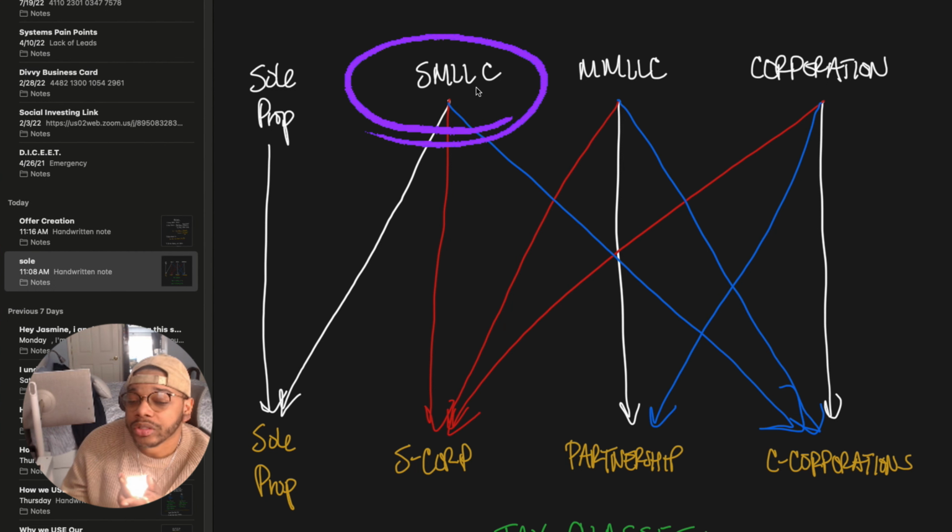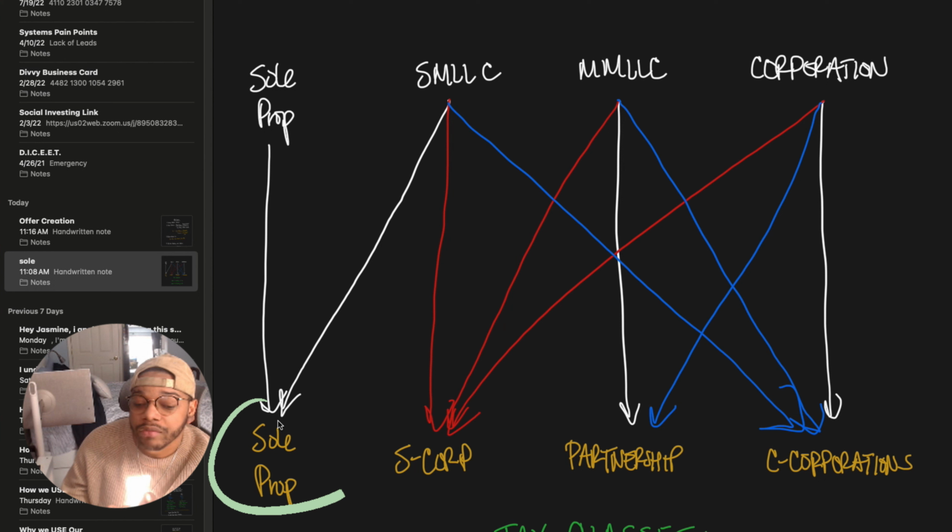So a single member LLC, that's an LLC for sure. It's just for one individual. You can be an individual as a sole prop, or you can be an S Corp, or you can be a C Corp, or you can be, actually that's it.